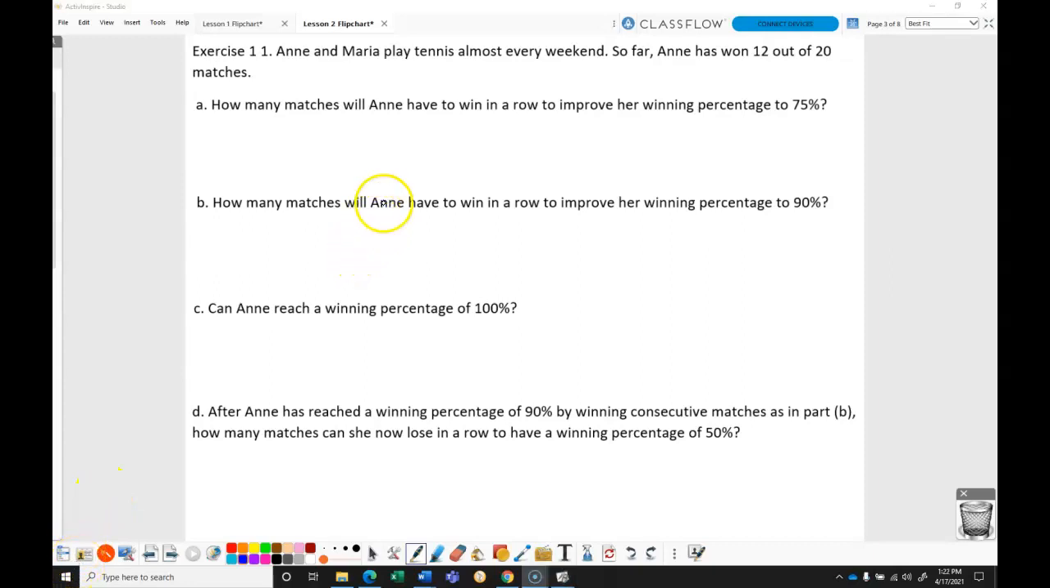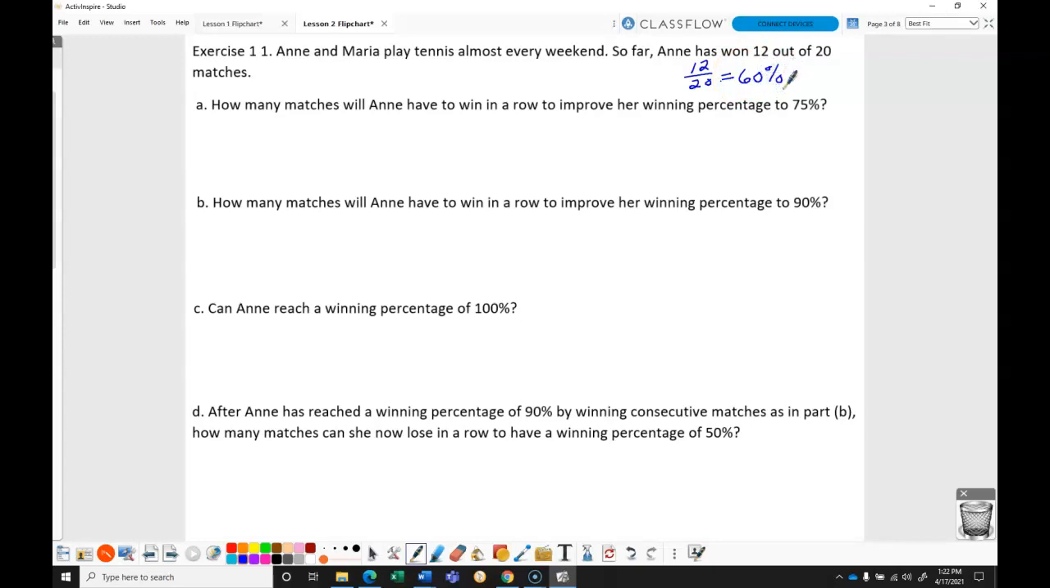Okay, so right now, Anne and Marie, they play tennis, and Anne has won 12 out of the 20 matches. So right now, that's her winning percentage, which is 12 out of 20. So it's 60% right now. If I did that division, I would see that it's 60%.